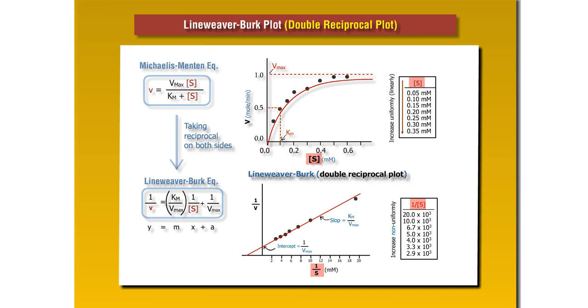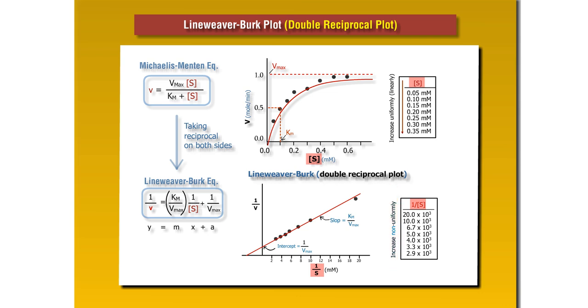For example, as shown in the table, varying the substrate concentration from 0.05 to 0.35 millimolar produces equal increments of 0.05 millimolar. In contrast, in the double reciprocal plot, where the x-axis represents 1 over s, the same substrate concentrations give rise to non-uniform spacing along the x-axis.